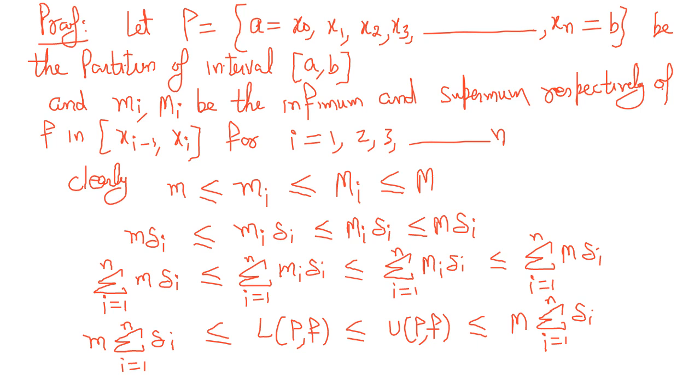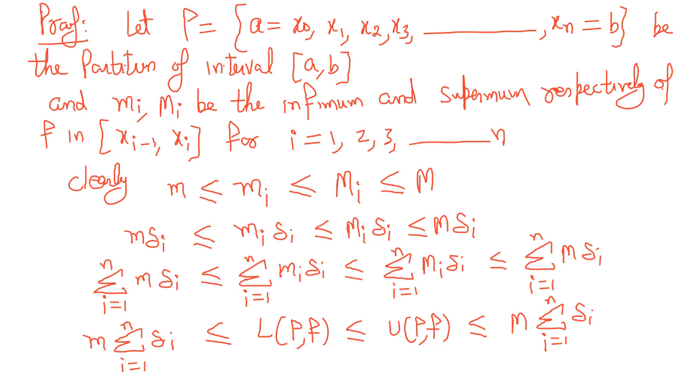Fine. Should I erase it now? No, sir, not yet. Yes, should I erase it now? Okay. So once again, I repeat, you have to show this is m(b minus a) less than or equal to LPF less than or equal to UPF, then capital M(b minus a).